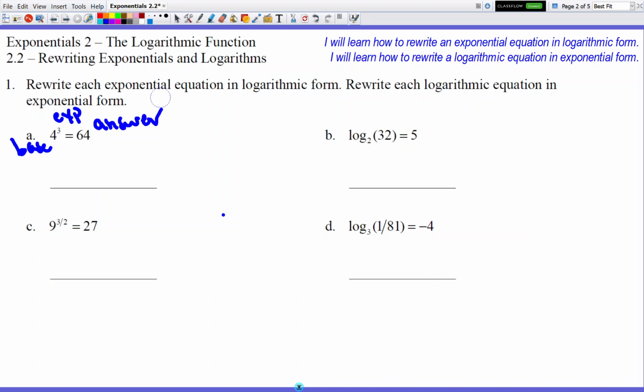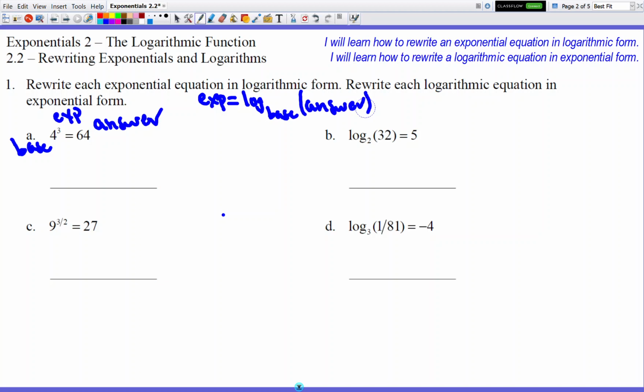If you can remember the formula for what we're trying to turn it into, because this is called exponential form, then if you can remember what log form looks like, that's going to be huge. Log form looks like this: exponent equals log, base, and then answer. I'll write a little b, not a big B. You can put a big B if you want.